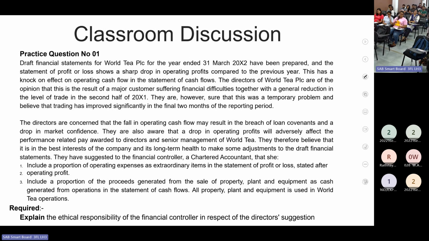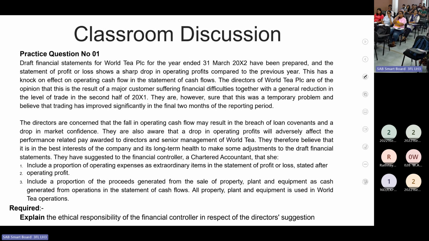It's in the LKS 1, right? In the LKS 1, it's clearly mentioned that you can't take out expenses as extraordinary items from the P&L. So if you are taking out expenses as extraordinary items, you are breaching the LKS 1. And also he's suggesting you need to put the sales of property, plant and equipment as an operating activity. Actually, it is an investing activity.